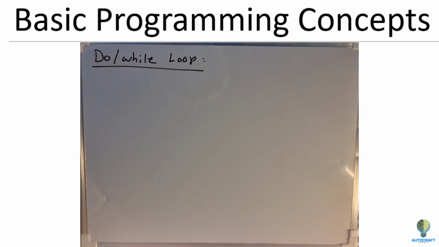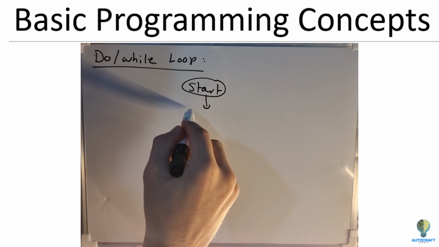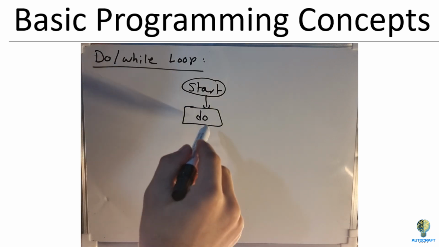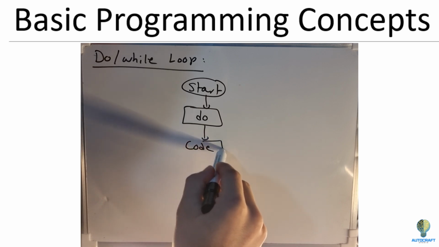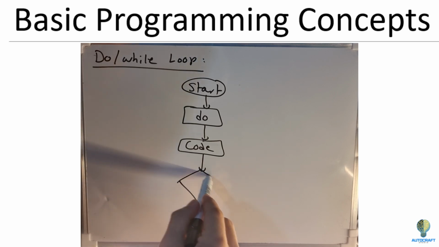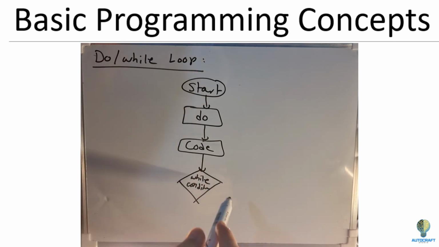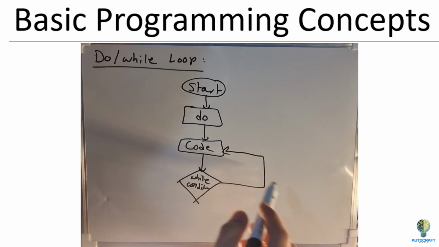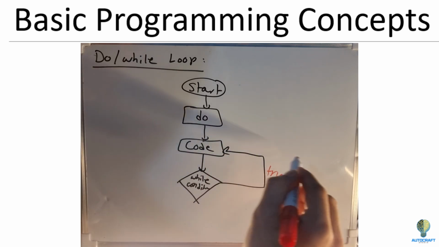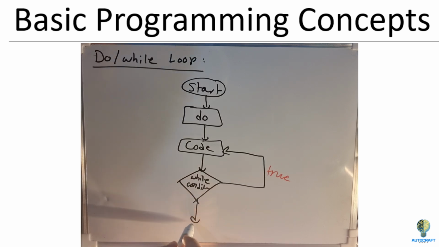Okay, starting with the flowchart to understand this loop. First, we will start the program. Then we will go to the do part of our loop, which is responsible to run the code the first time. Then we will go to check the while condition. If this condition is true, then we will repeat running the code. If when checking the while condition it's false, then we will end the program.